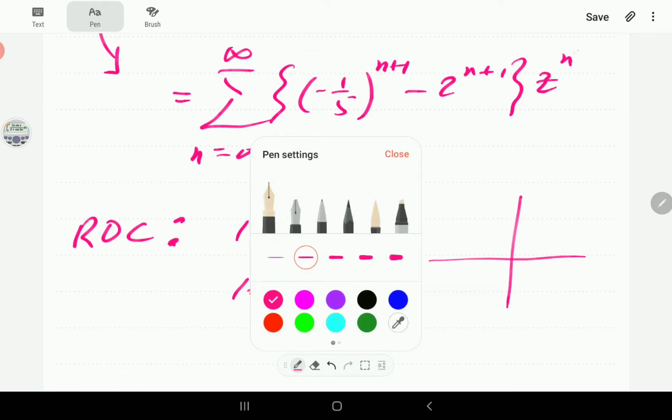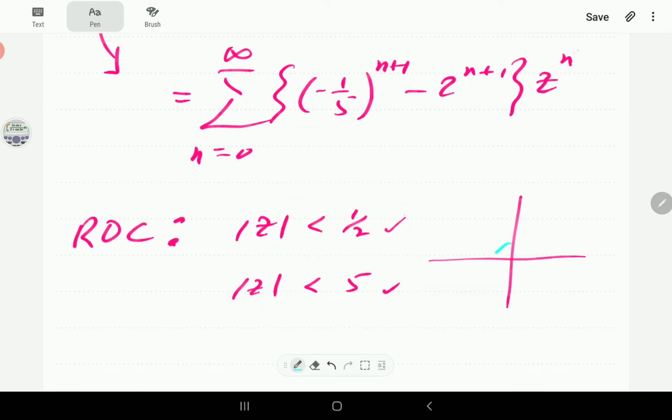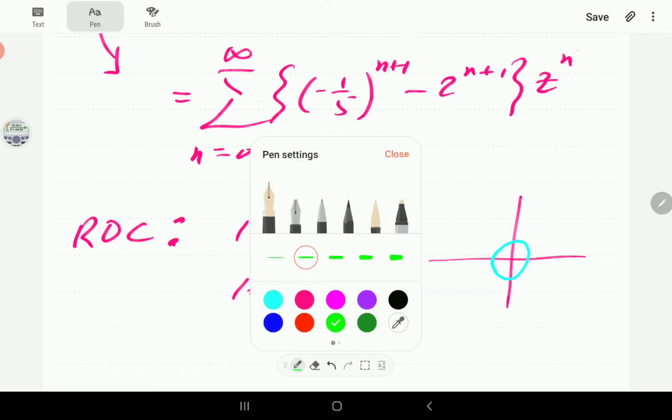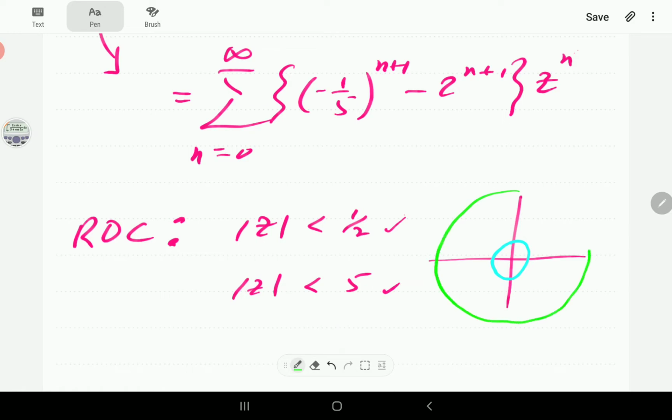So first one is mod z is less than 1/2. The second one, mod z is less than 5. So the region of intersection is going to be this one. So that means our region of convergence is going to be mod z is less than 1/2.